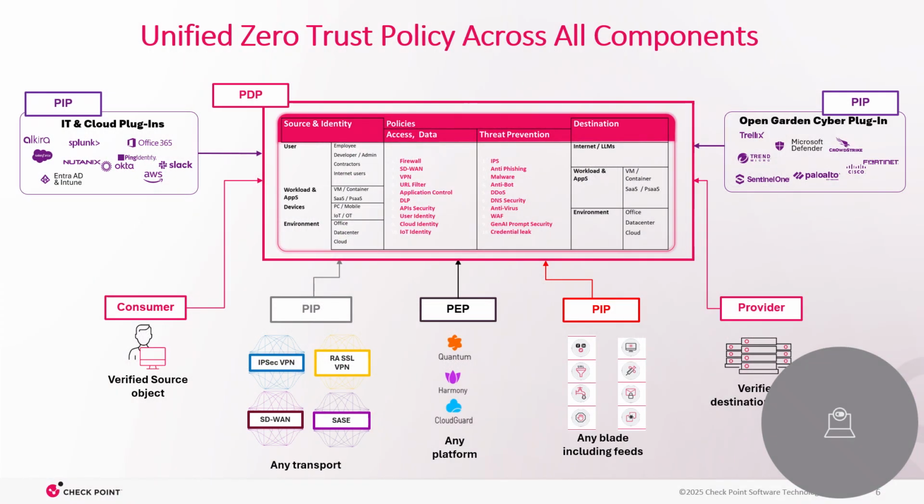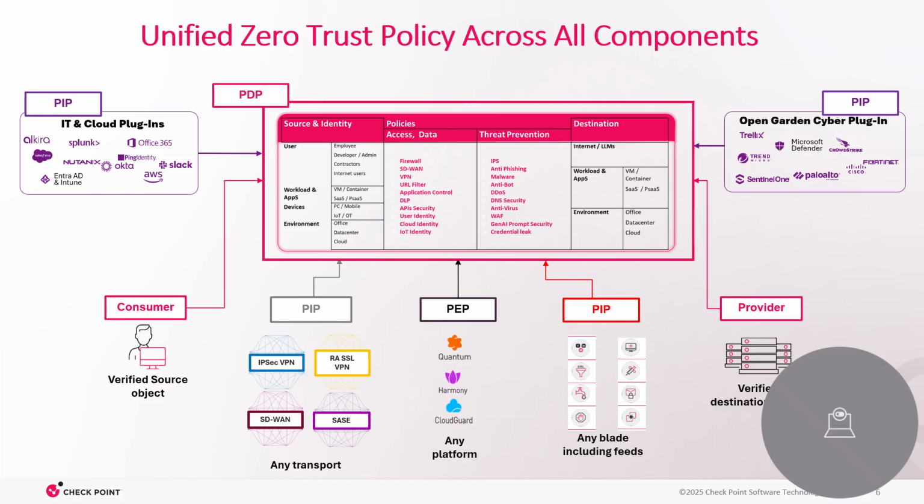One of my favorite slides, and sometimes I need only this in order to explain how everything works. So we're on the same page, I'm going to explain what it is. The PIP is a policy information point, the PDP is a policy decision point, and the PEP is a policy enforcement point.